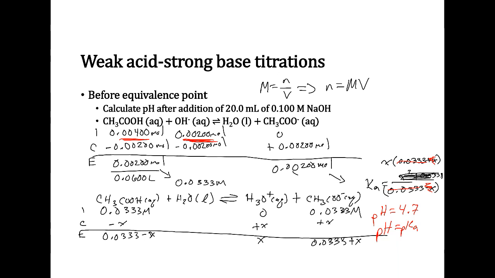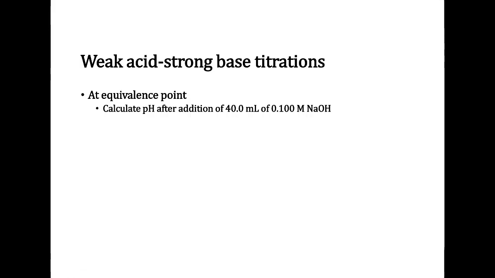So now we want to go ahead and study this at the equivalence point, and something happens at the equivalence point. So let's go ahead and write out our reaction. So we have acetic acid being neutralized by hydroxide, going on to form water and acetate.